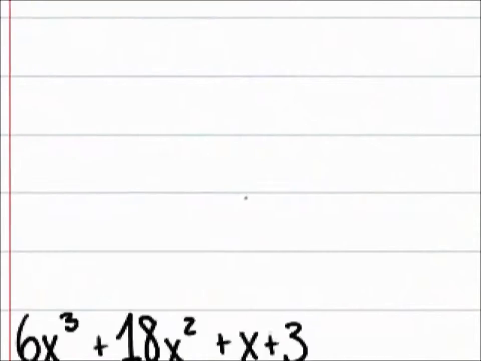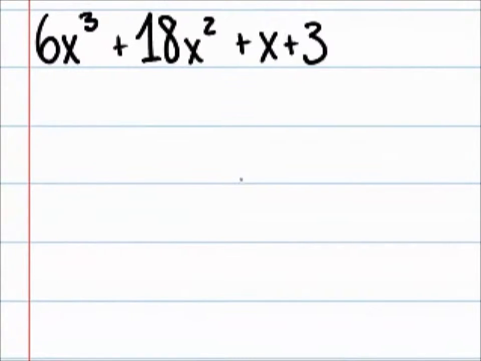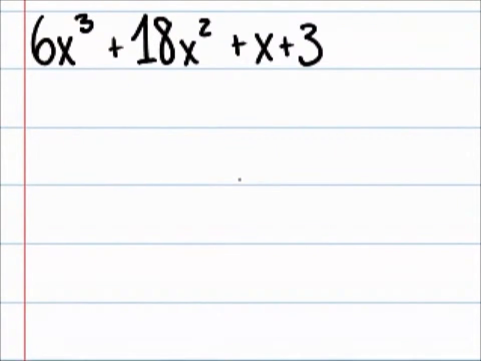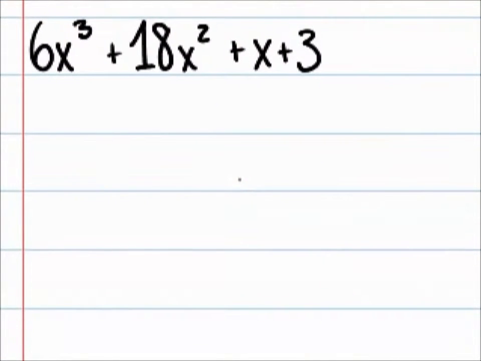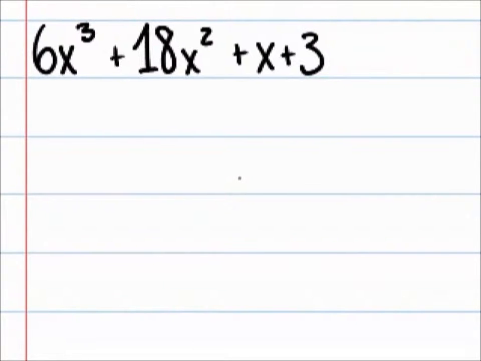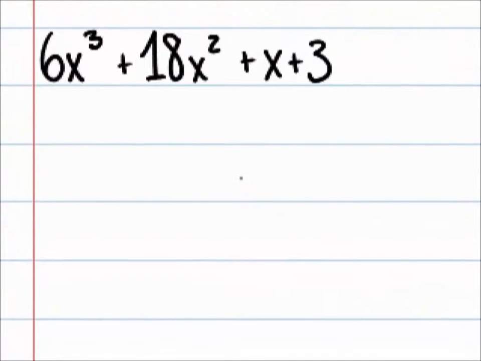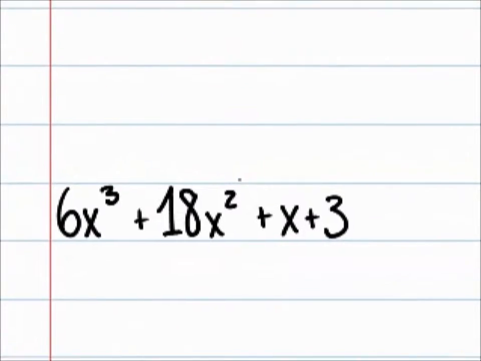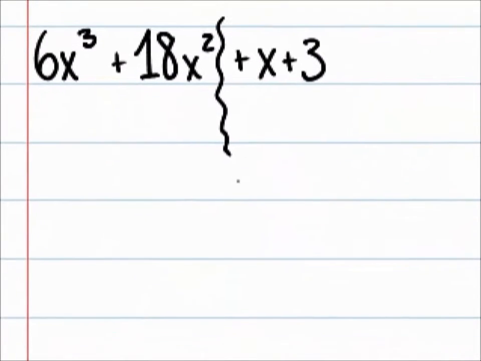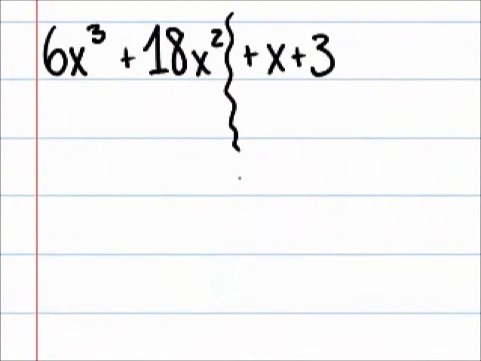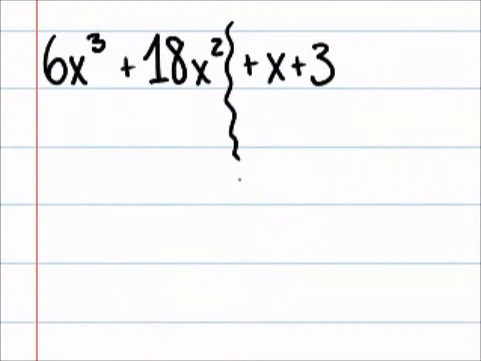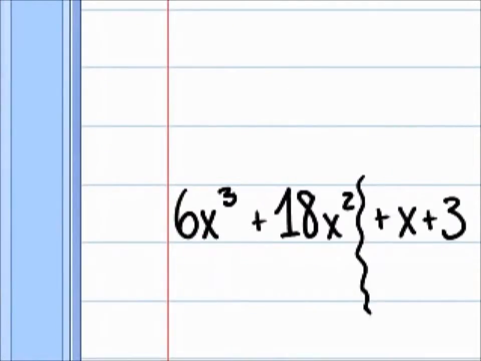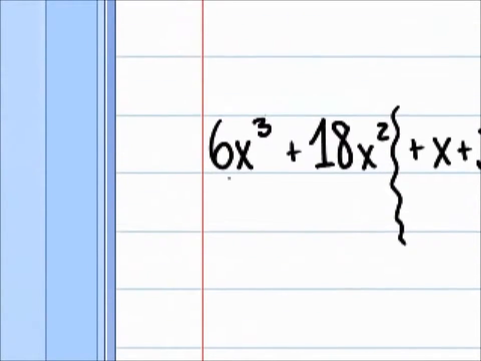Okay, let's try another one. 6x cubed plus 18x squared plus x plus 3. Let's once again break it down the middle and find the GCF for each part. So let's begin with this one.